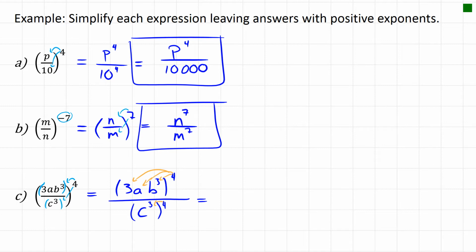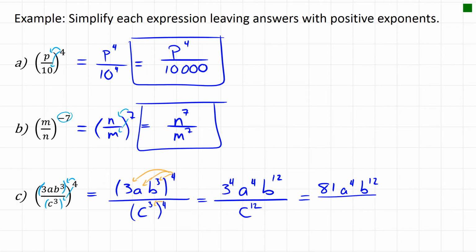And actually in the bottom, it's not a product. I'm just using the power of a power rule. So 3 to the power of 4, a to the power of 4, b to the power of 3 times 4 is 12. And on the bottom, c to the power of 3 times 4 is 12 again. I don't know what 3 to the power of 4 is. I'll throw that into my calculator. And I find that it's 81. And I probably could have done that in my head if I wanted to think about it, but I don't. So I have 81, a to the 4, b to the 12, all over c to the 12.